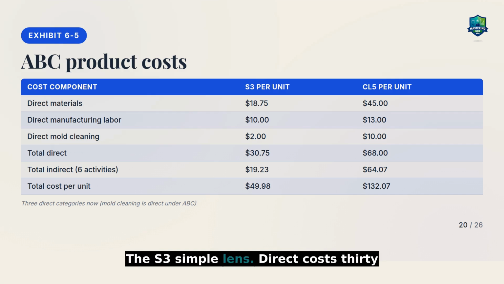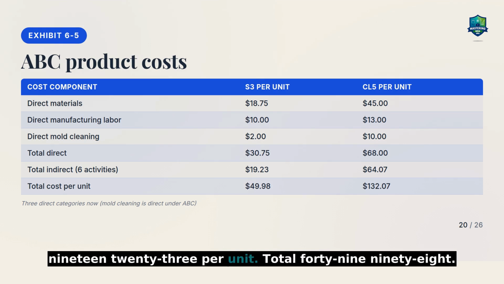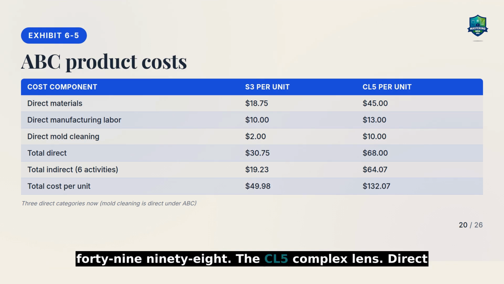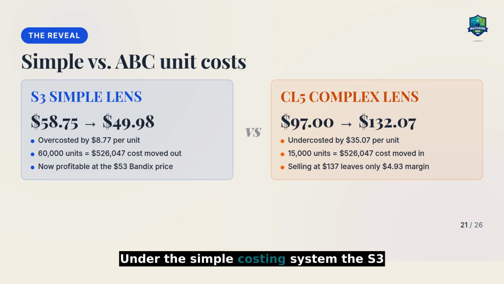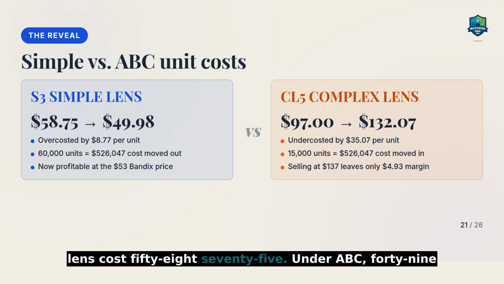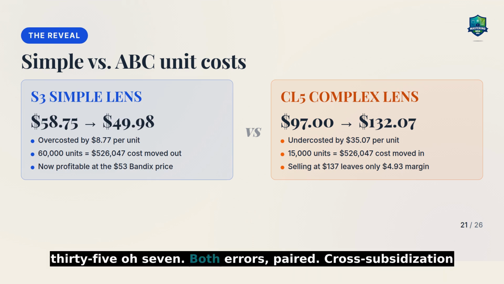The S3 simple lens, direct costs $30.75 per unit, indirect costs $19.23 per unit, total $49.98. The CL5 complex lens, direct costs $68 per unit, indirect costs $64.07 per unit, total $132.07. Stop and absorb. Under the simple costing system, the S3 lens cost $58.75. Under ABC, $49.98. Plastim was overcosting S3 by $8.77 per unit. The CL5 went from 97 to 132, undercosted by $35.07. Both errors paired. Cross-subsidization made visible.